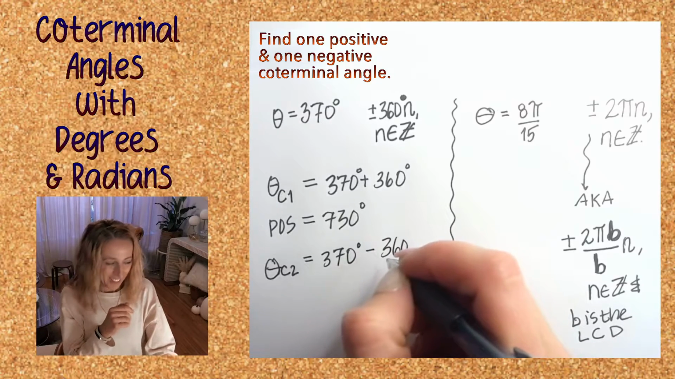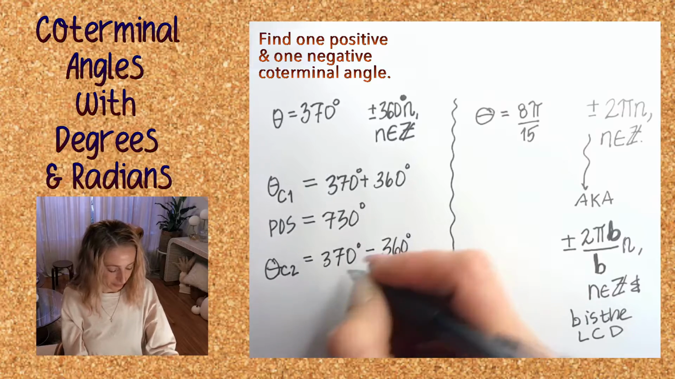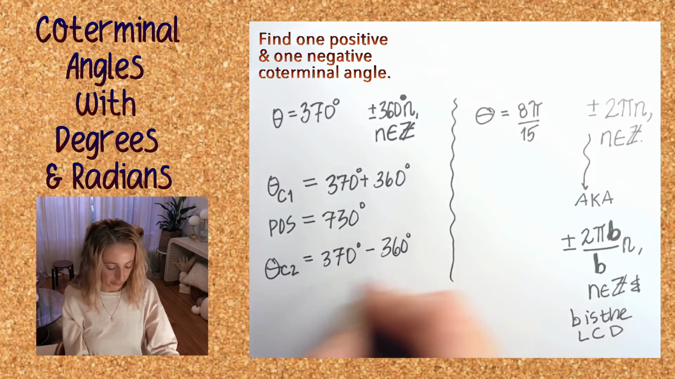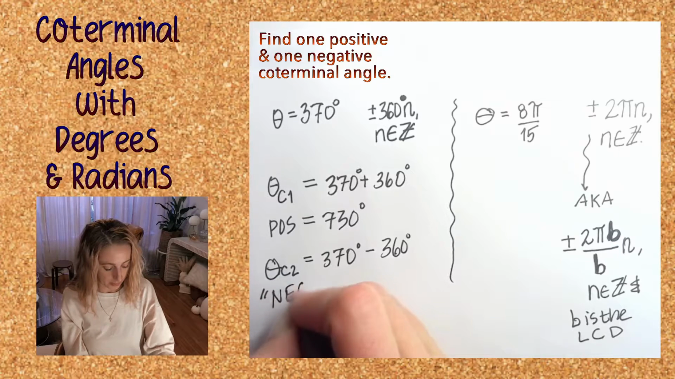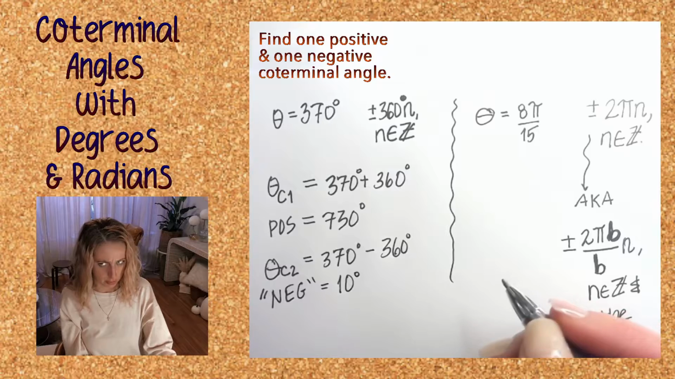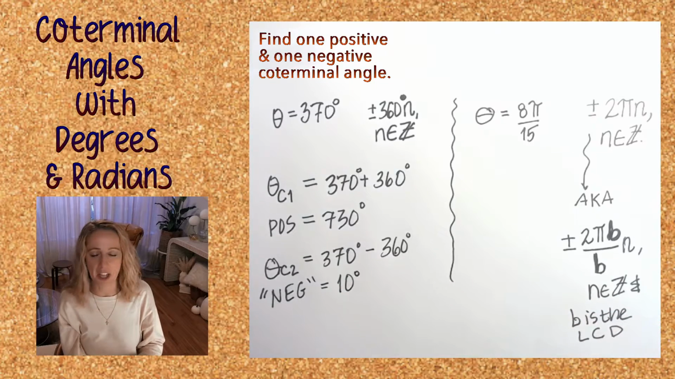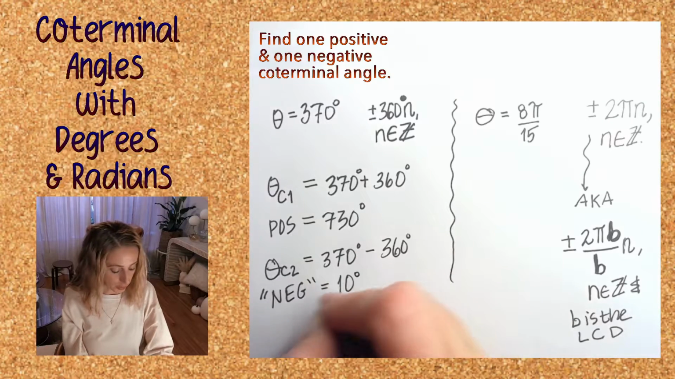I just sneeze. What am I? If I subtract 360 and I try to be like, oh, okay, here you go, my negative coterminal angle, it's 10 degrees, but that's not negative. You can't just stick a negative in front of it. It's not the same thing. That's just silly. So what do I do now?